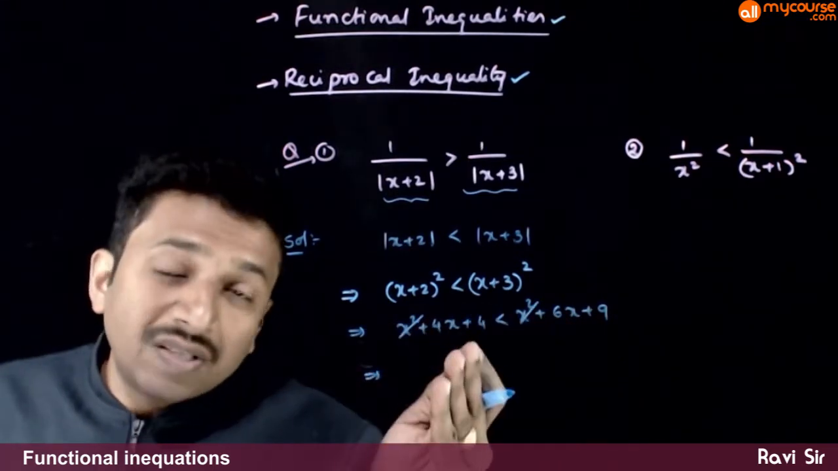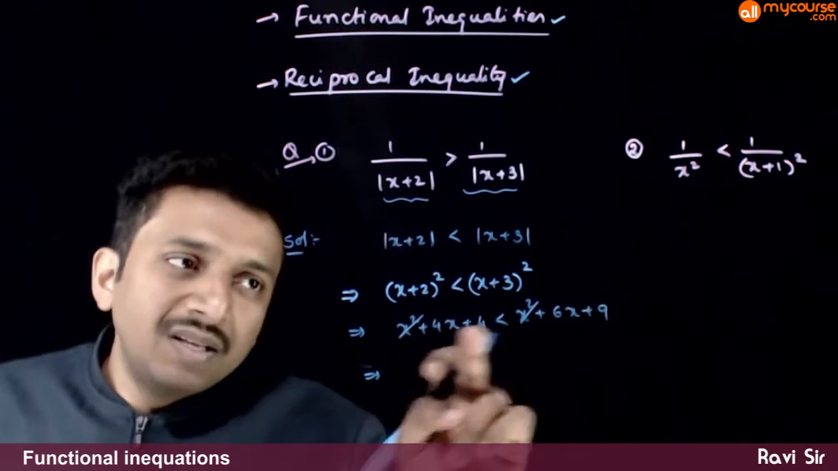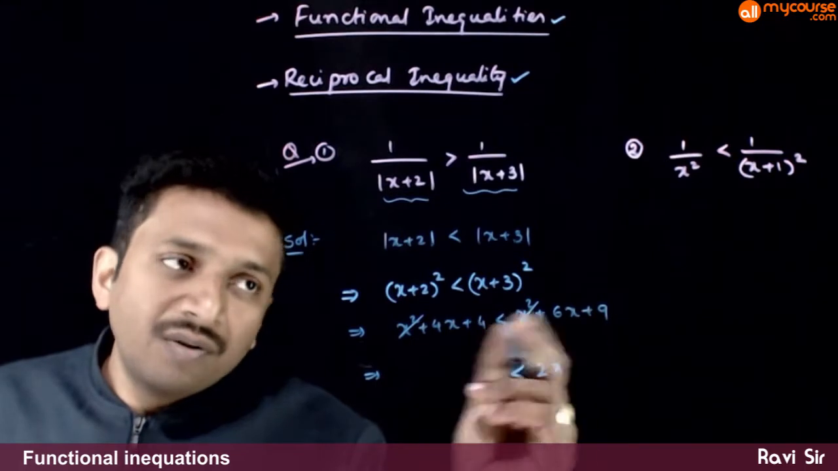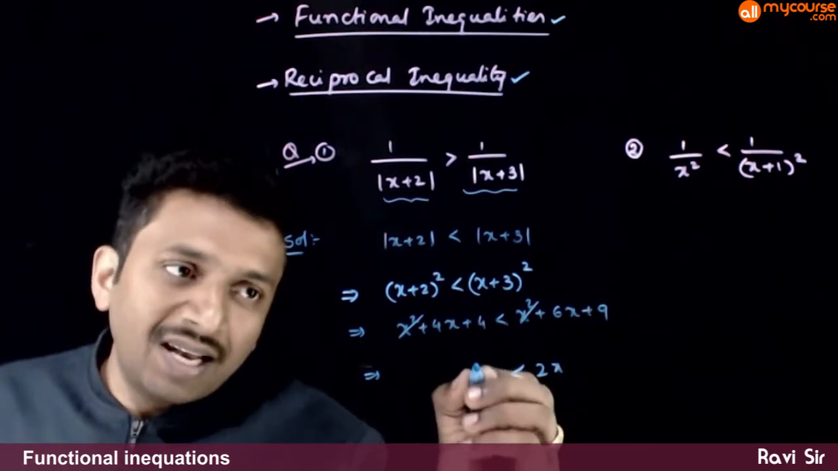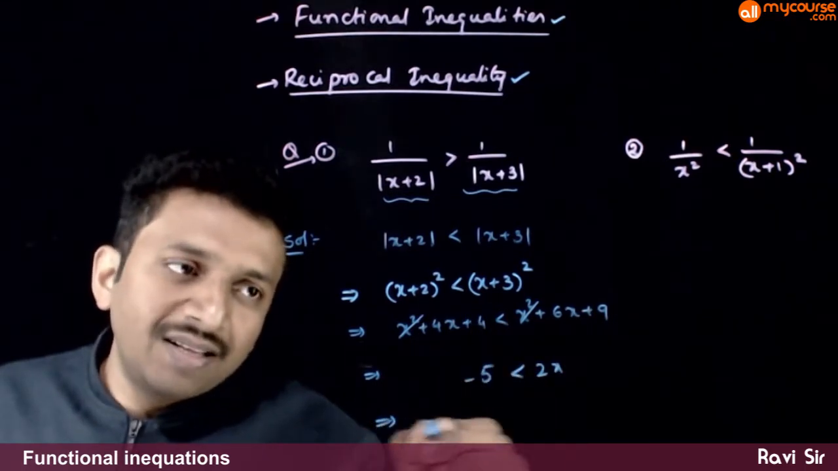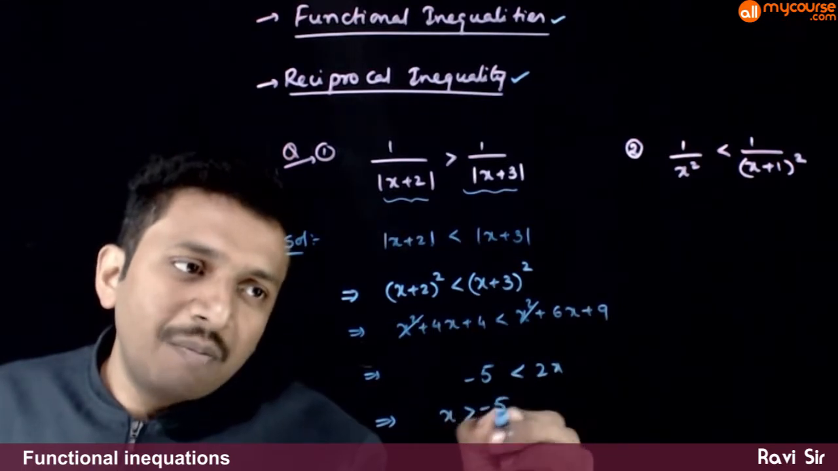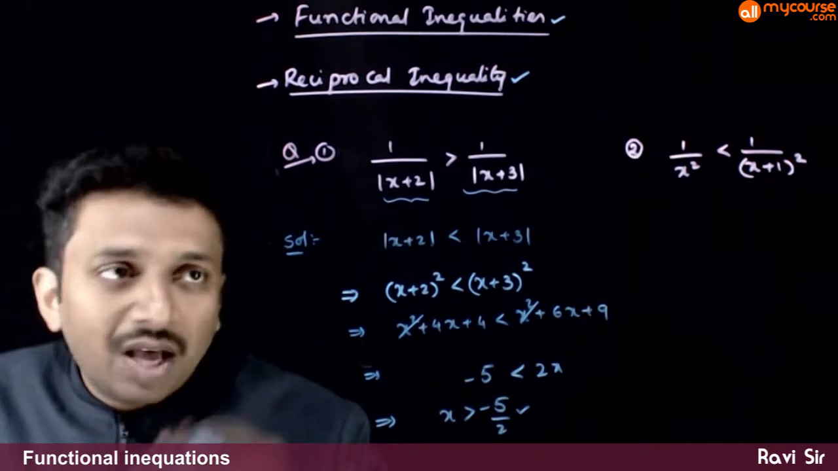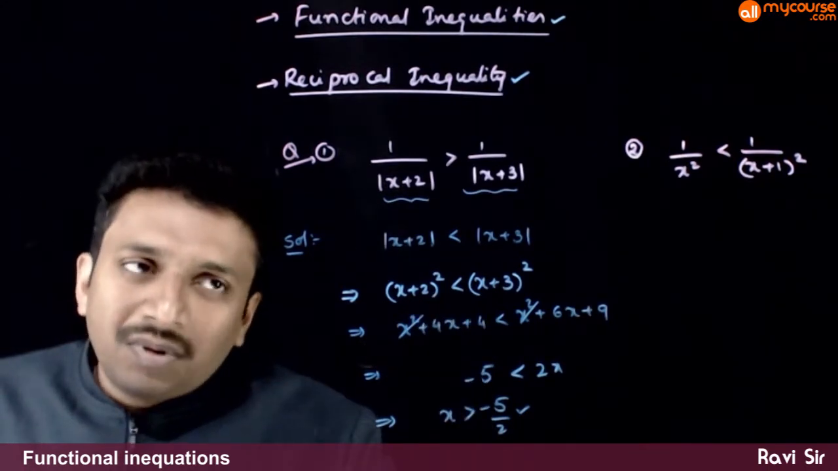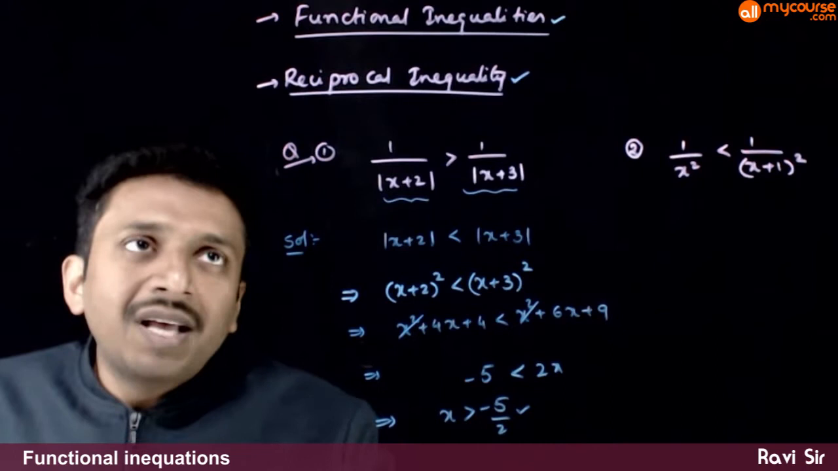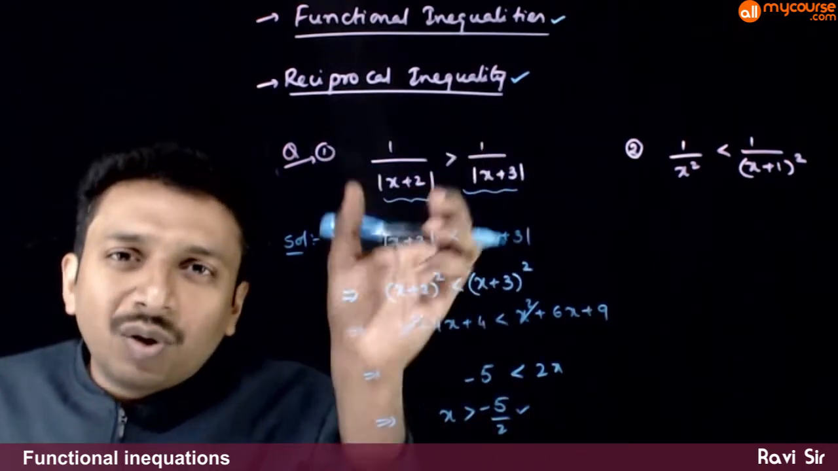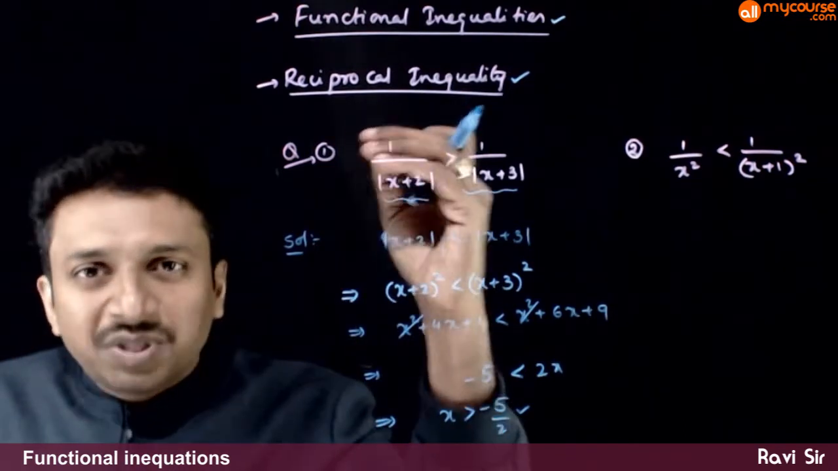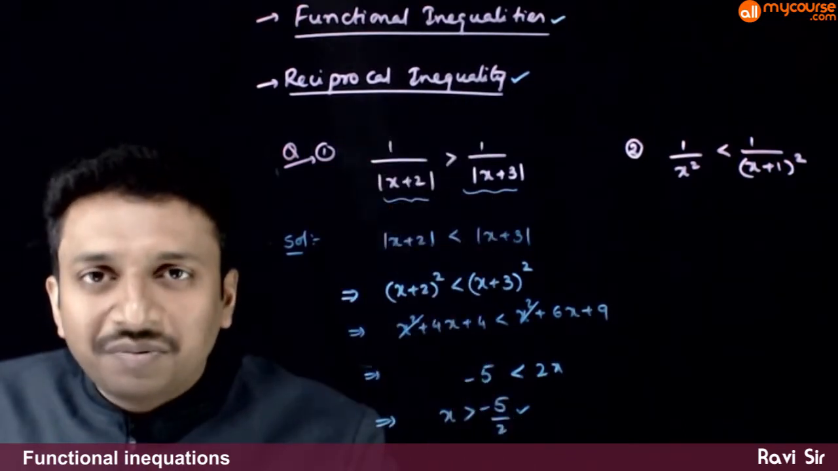Now this has become a linear inequality. If 4x goes onto that side, it becomes 2x is greater than 4 minus 9, which is minus 5. This implies x is greater than minus 5 by 2, which is the answer to this question. I hope you understand the steps. Mostly the questions will not be asked only using reciprocal inequality. This will be a sub-step in a big question.